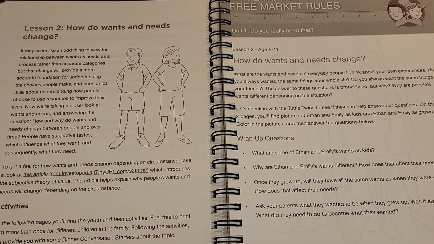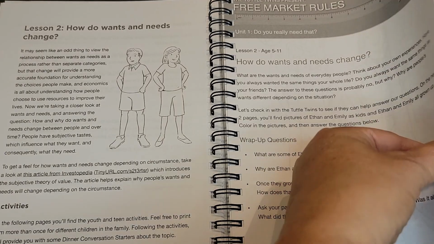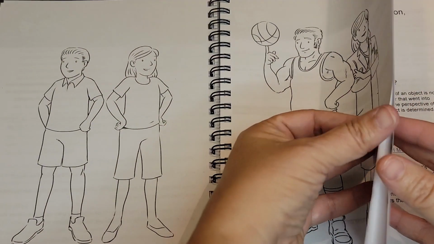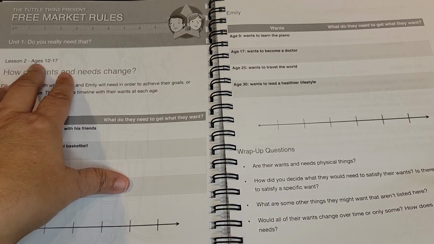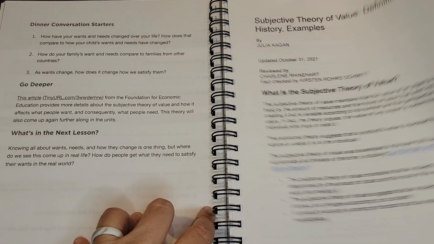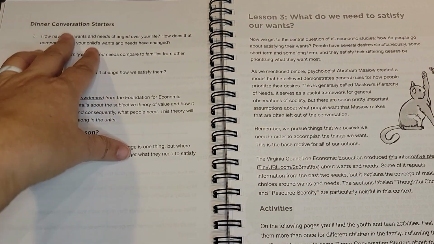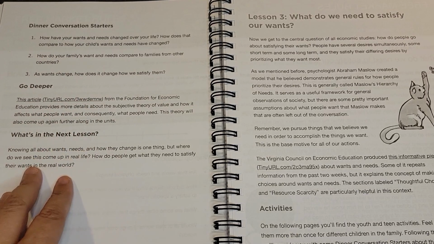Again, here's a little bit of overview, and then you can see for ages 5 through 11. And then you have your activity, and then ages 12 through 17 with your activity. And this is where I just print out one of the articles that they recommend. And again, you have your dinner conversation starters, go deeper, and then what's in the next lesson.